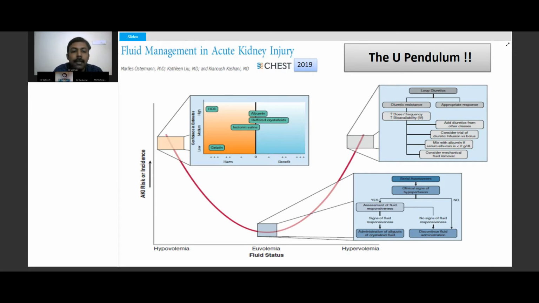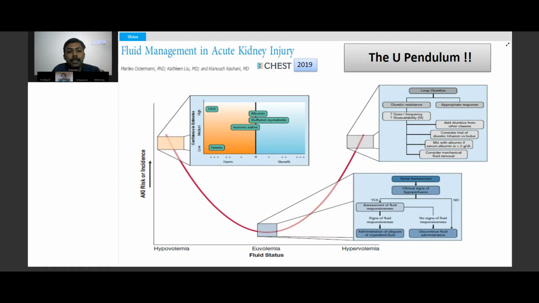So this is the U pendulum which I was talking about, the hypovolemic on one side and the hypervolemia on the other side. In hypovolemic states, we know albumin, buffered salt solution, and isotonic saline are good. And in the euvolemic state, we should be careful not to overload the patient. So in any shock, we need to do a fluid responsiveness test and then give fluids cautiously. And in the hypervolemia stage, we try to remove fluids with diuretics, or albumin when it is low, or consider RRT, early RRT also in these overloaded patients, because then we can't do much.